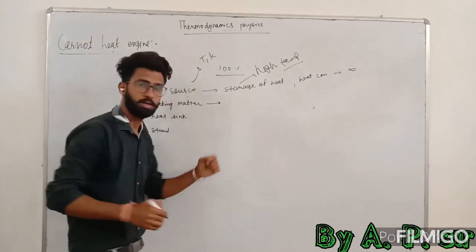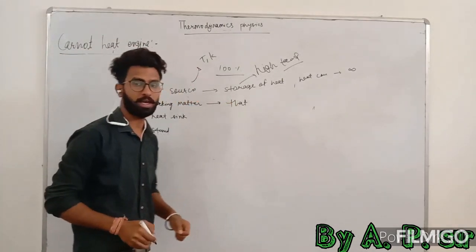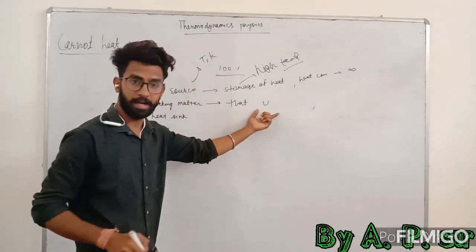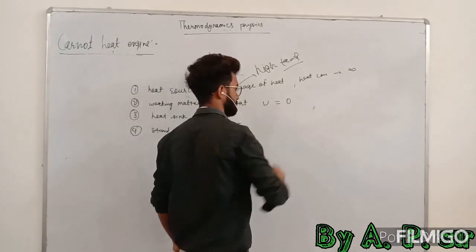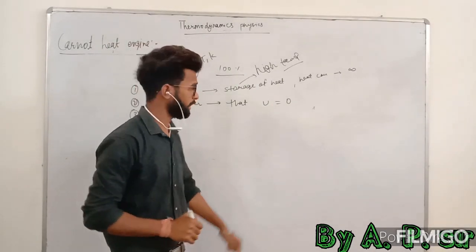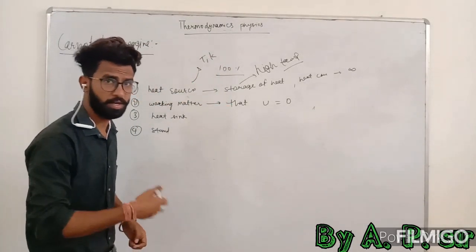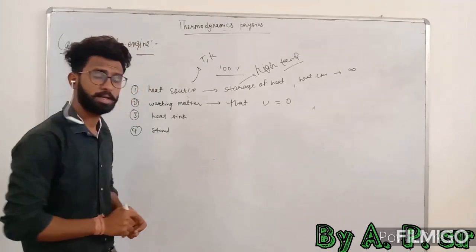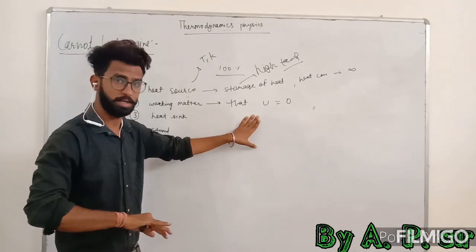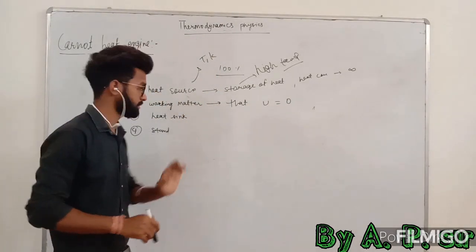Next, working material. Its internal energy is equal to 0. It means the matter passes through different states but comes back to the initial state in the end, so the internal energy of the working material is 0.